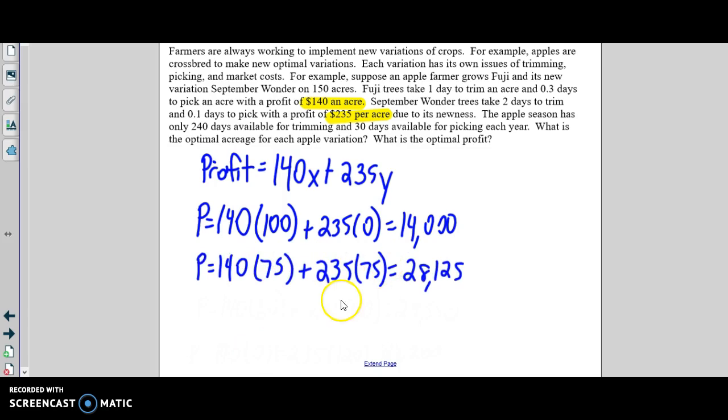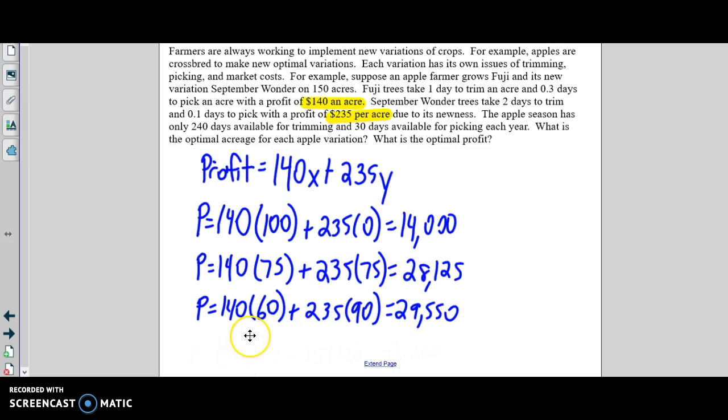If I plug in the two 75s, I end up with a profit of $28,125. If I go to the 60-90, I end up with a profit of $29,550. And if I did only September Wonder with 120 acres, I'd have $28,200 made. So what's my best option? The best thing I can do is put 60 acres of Fuji and 90 acres of September Wonder, and that will make me $29,550.